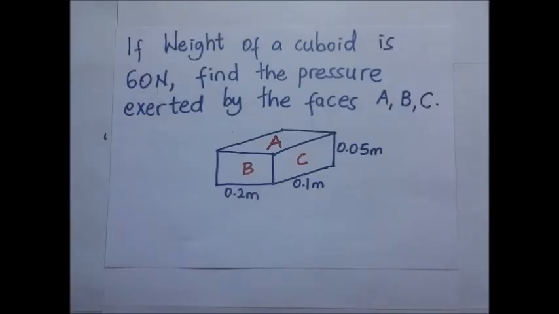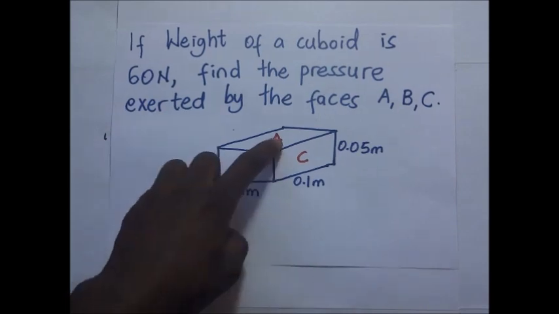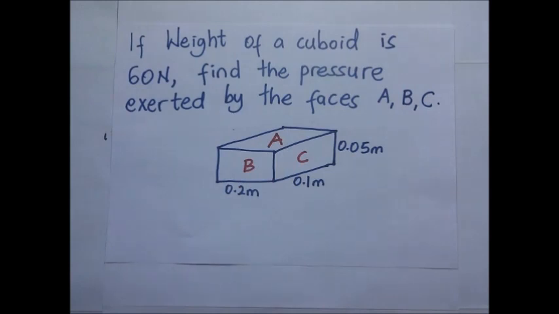We are going to investigate this using a worked example. We have a question. In our question, they're telling us that the weight of this cuboid is 60 newtons. Find the pressure exerted by the faces A, B, and C. So you're going to find the pressure exerted by face A, face B, and face C. Then we shall compare the pressures exerted and come to a conclusion.